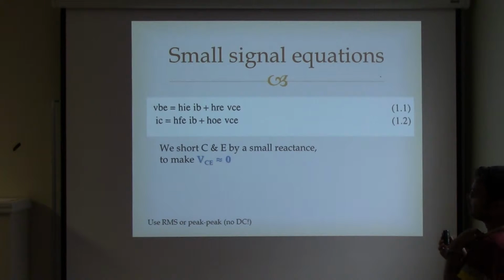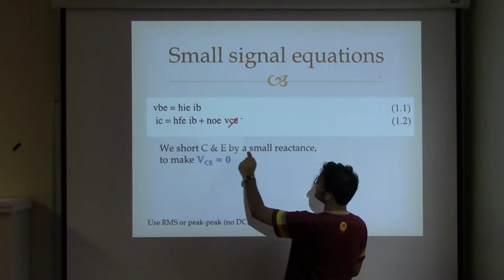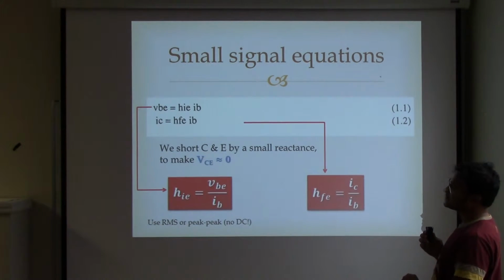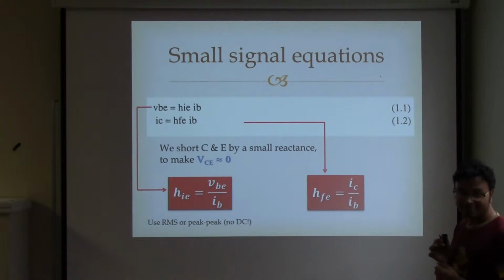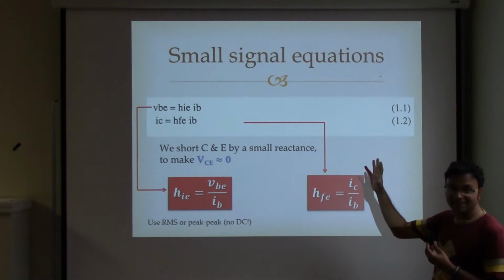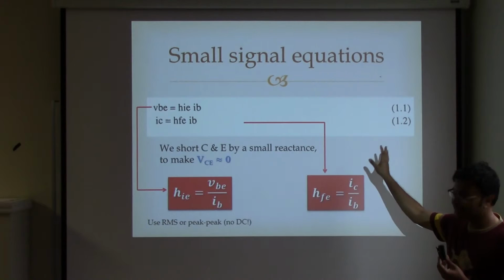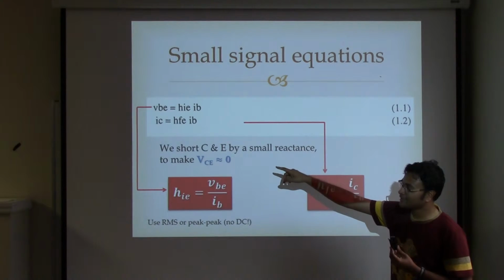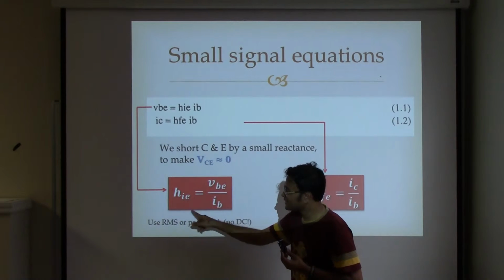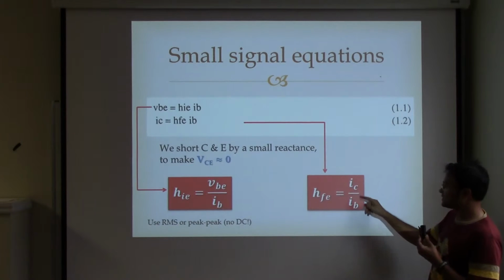To measure it, what we do is we short C and E by a small reactance. So what happens is we get this. It's a very easy thing to imagine. In the previous slide we saw some KVL and KCL, and we shorted collector and emitter, which made this term 0, and from that HIE is VBE over IB and HFE is IC over IB.